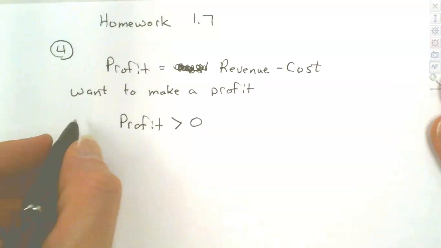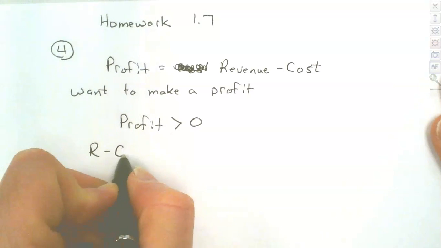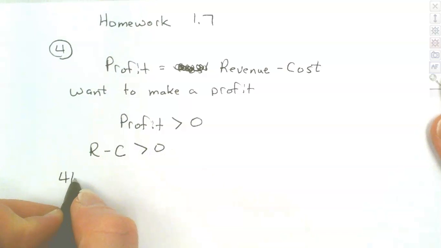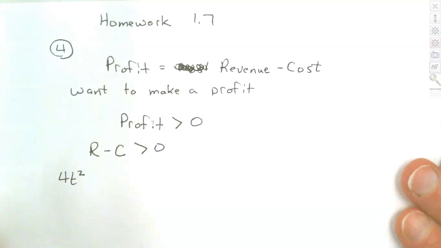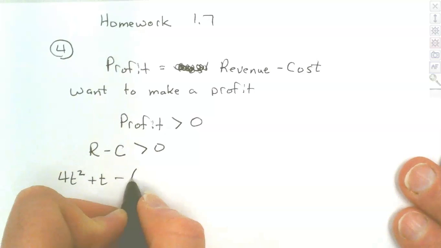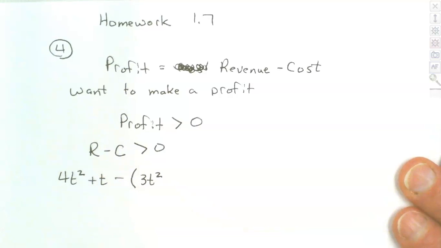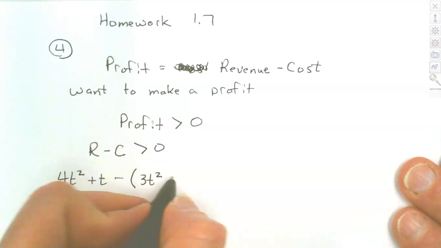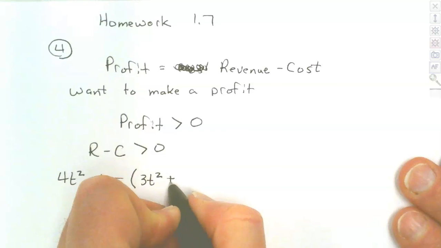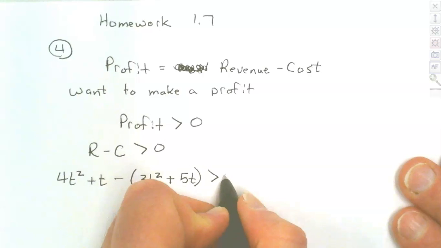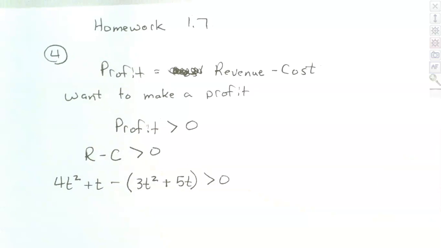So what is my revenue? And that's R minus C. So that's your profit. Well, my revenue is 4t squared plus t. And we're going to subtract off the cost. Now make sure you use parentheses when you subtract off that cost. And that's 3t squared plus 5t. And we, again, want to make sure that we make a profit. So we've got to make sure that's going to be greater than 0.